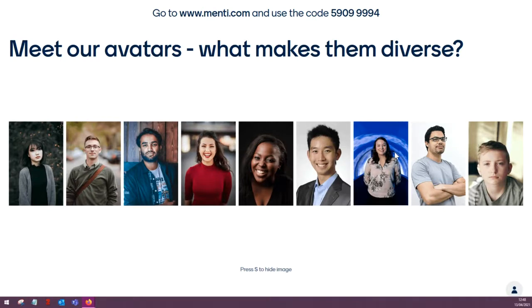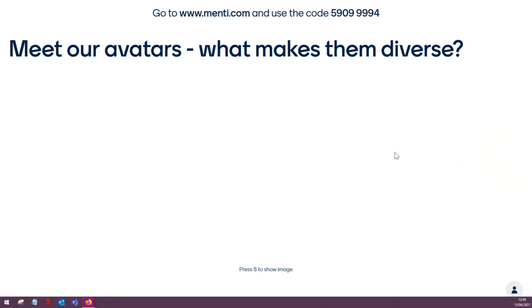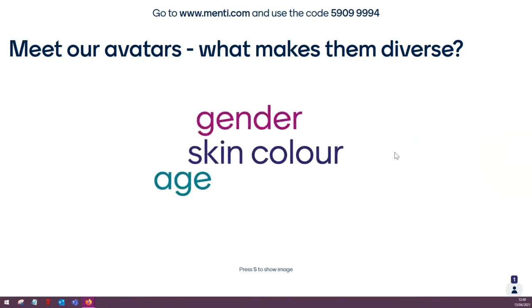Okay, so these are our avatars. These are the students that we have created to go through our course. We will discuss how they were created and how they've been embedded a bit later. But first of all, I want you to share on this screen what you think makes them diverse. What kind of diversity do you think is in this group of students? Okay, what about the stuff that you can't see?